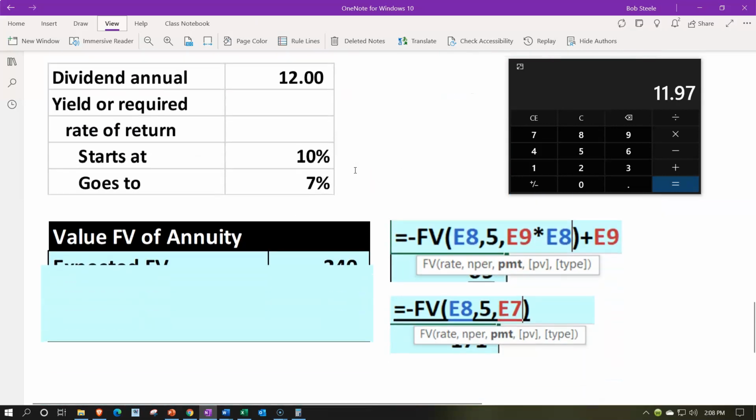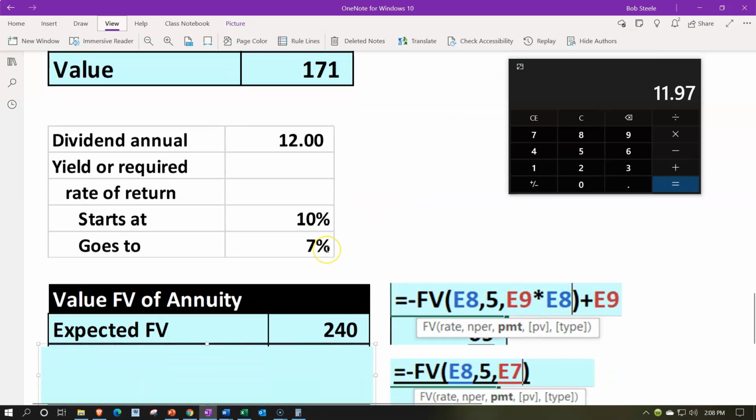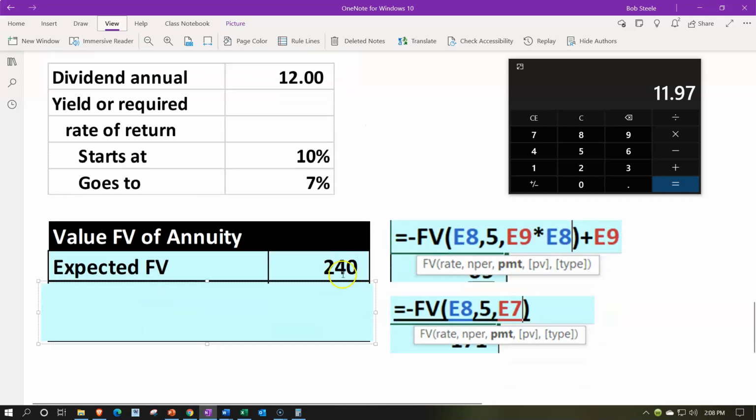You can do that annuity calculation. Let's imagine 5 years out. Where would we be in the future value 5 years out? Well, we can say the future value is going to be the rate 7%, number of periods now 5, the payment we're going to say is going to be the 171 times the 7%, and then we're going to add that to the 171. That would mean we expect to be at 240 in the future.